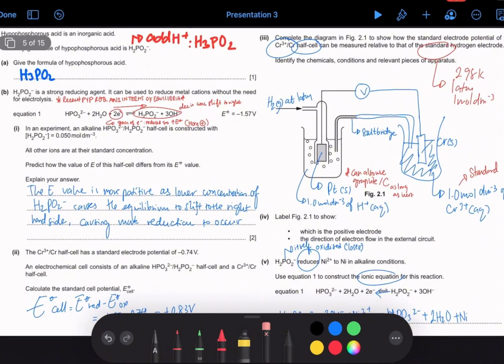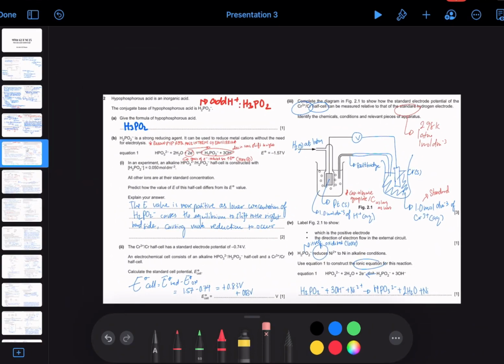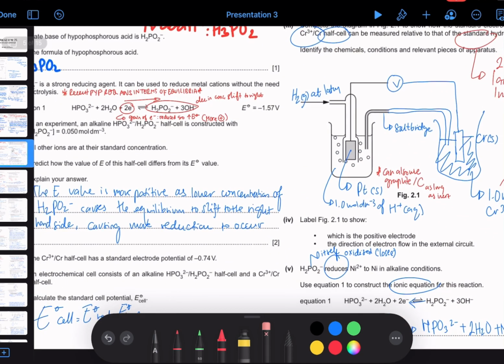Question 2. Hypophosphorous acid is an inorganic acid. The conjugate base for hypophosphorous acid is H2PO2-. So this one is fairly easy, right? For the acid, just add H+, so the charges are balanced. It is balanced and it becomes H3PO2. That will be your hypophosphorous acid. Okay, so question B.